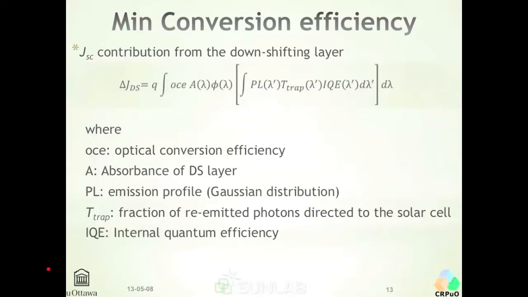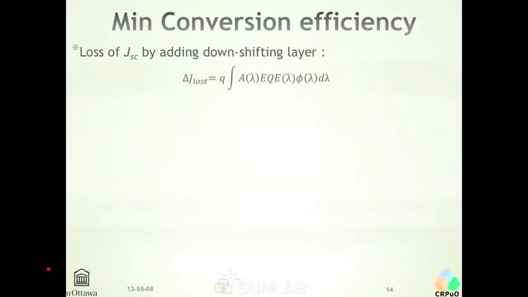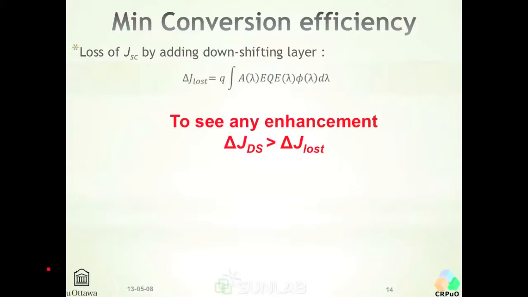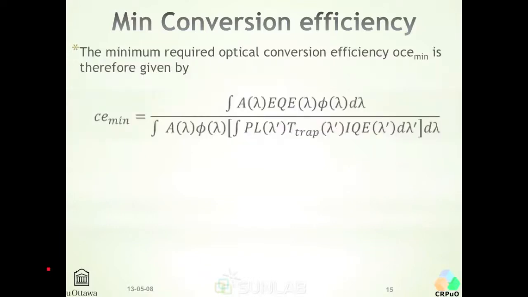T-trap, which I defined before, is the percentage of the re-emitted photons that are going to the solar cell. And then I have the IQE of my solar cell. Then I have another expression, which is the part of this JSC that is actually lost. This is because when I add the downshifting layer, it absorbs some photons that are otherwise absorbed by the solar cell. Although they are absorbed very inefficiently, they're still absorbed. So we have some loss in the JSC because of the downshifting layer. In order to see any enhancement, the portion that is added to the JSC has to be greater than the portion that is lost from the JSC. So if we put both equations together, we can derive an expression for the minimum required conversion efficiency of the layer.